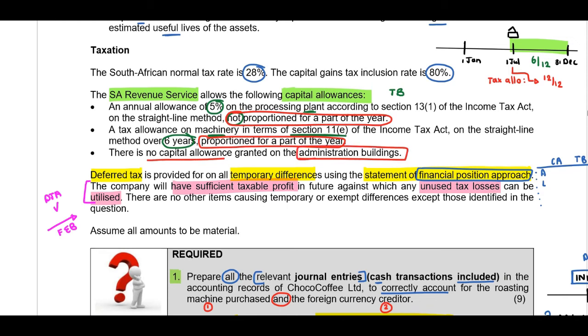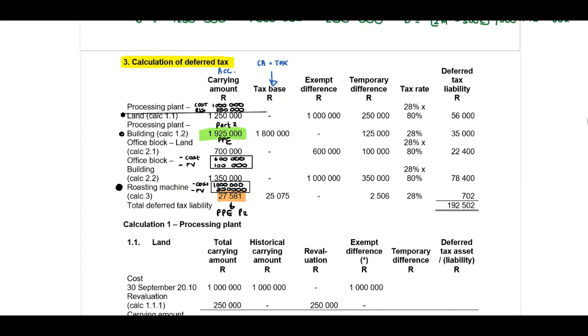Now, if we take this one step back and focus only on the processing plant land, what is the tax base of an asset? Tax base of your asset will be the amount deductible in future for tax purposes. If we look at the cost value, this cost. What will the tax base be of the cost value?